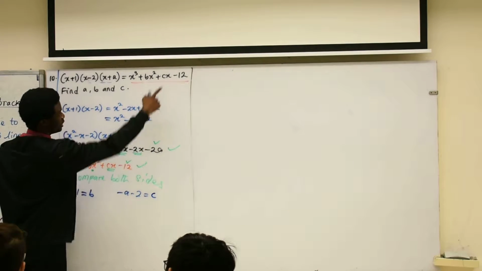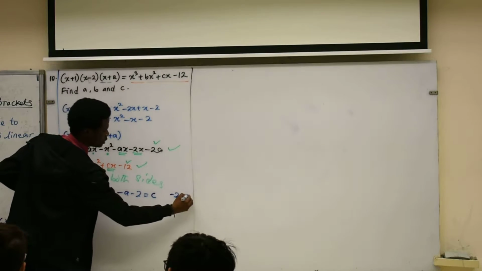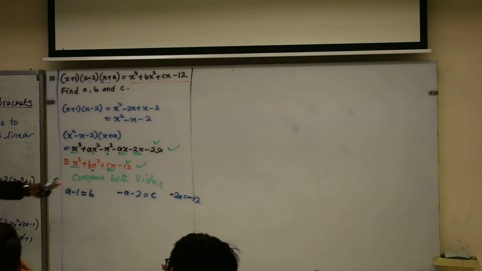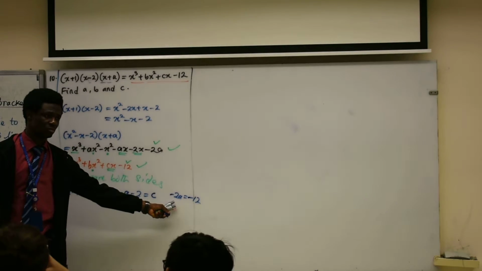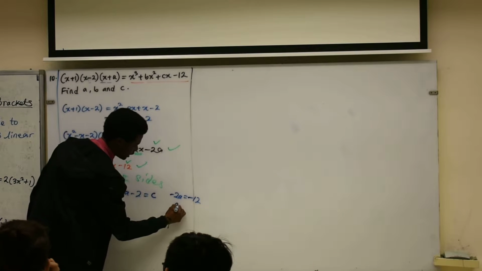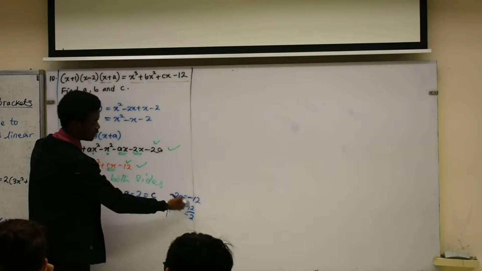Then the last thing is, for these two to be the same, negative 2a must be equal to negative 12. Okay? So many of you started with this, it's fine. You don't have to start with this one. So when you get from here, that's how else this is what I'm saying. You don't just write, where did you get this from?